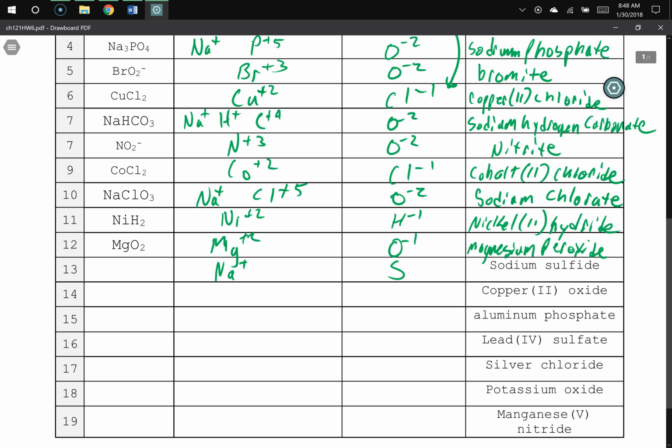It's in the -2 column. It's in the oxygen column. So the sulfur's charge is a -2. So then my formula needs to be Na2S.